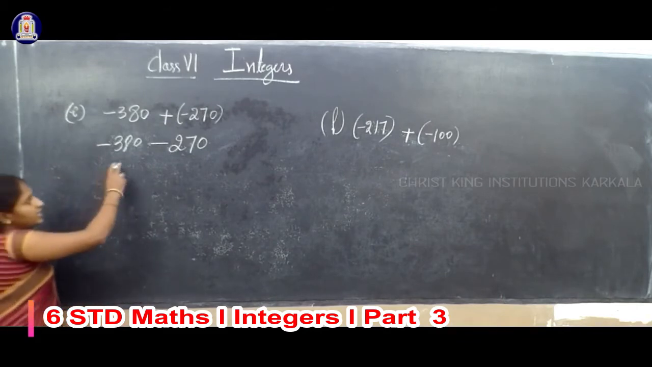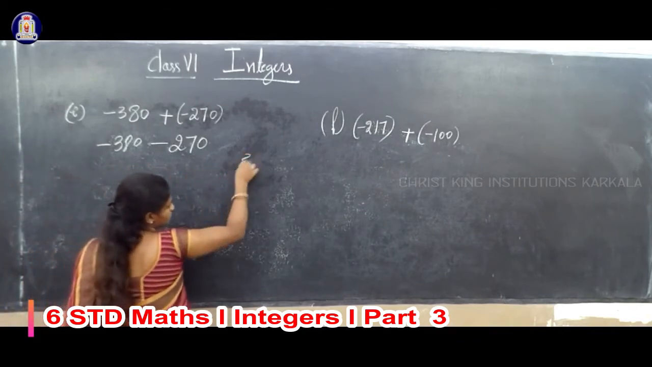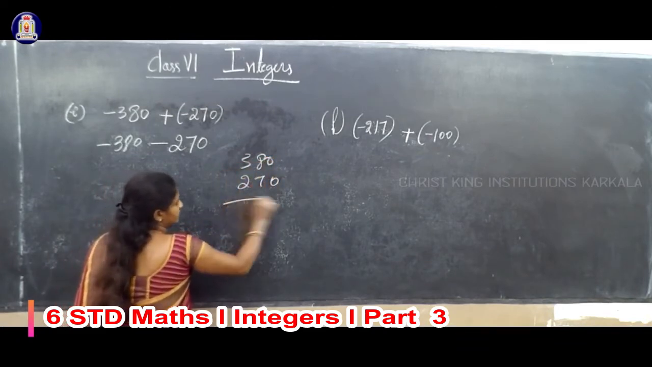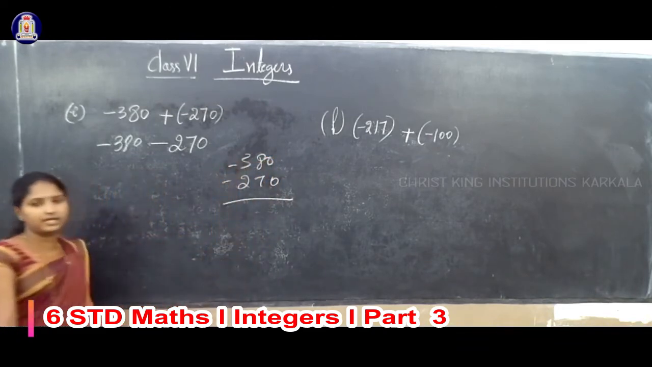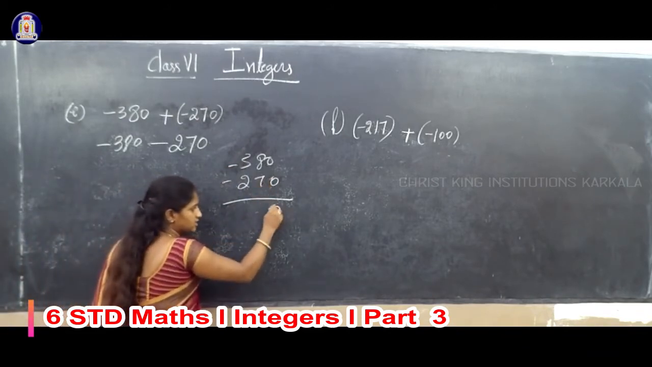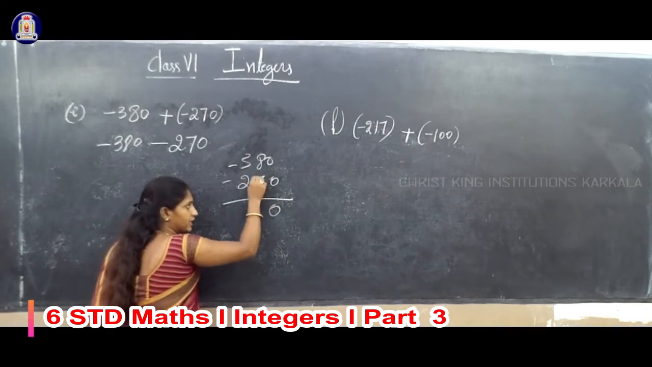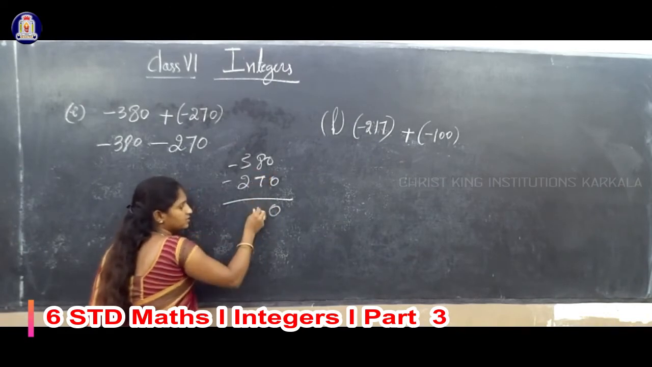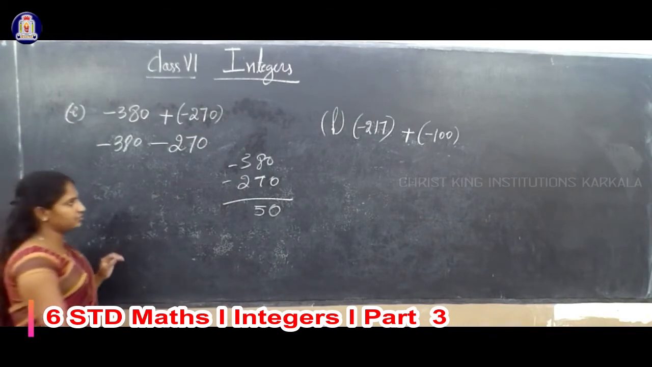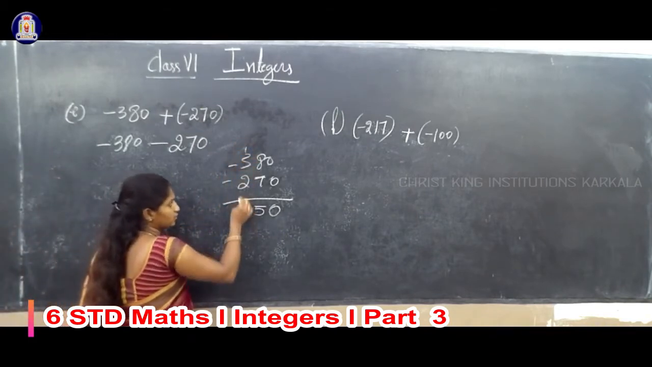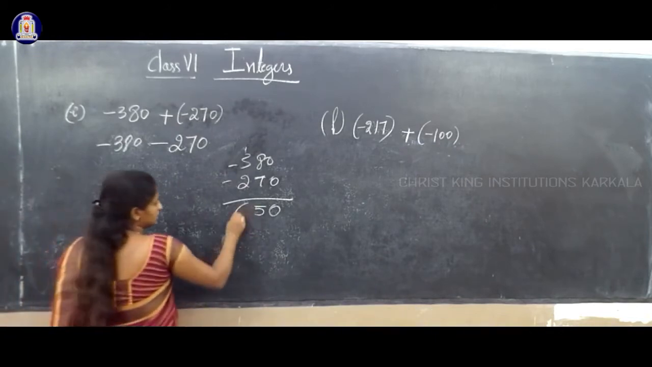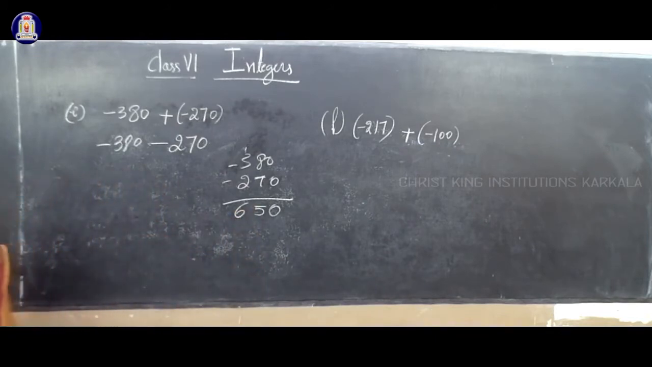So write like this: 380 and 270. So minus, minus, same sign, addition. So 0 plus 0, that is 0. 7 plus 8. What is 7 plus 8? It is 15. Is it correct? So 5. So one remaining. That we must write here. So we get 3 plus 3. 3 plus 3 is 6. Okay? 3 plus 3 is 6.